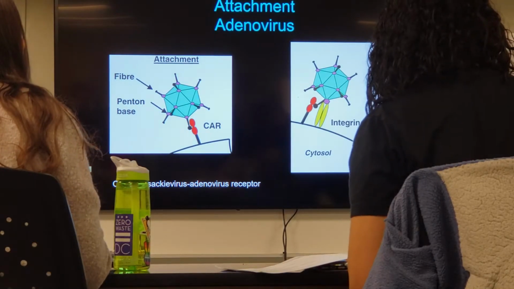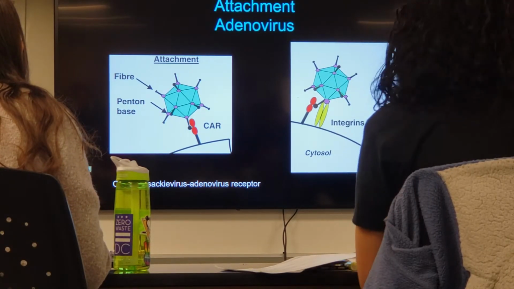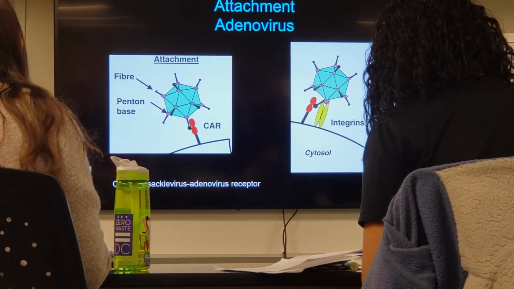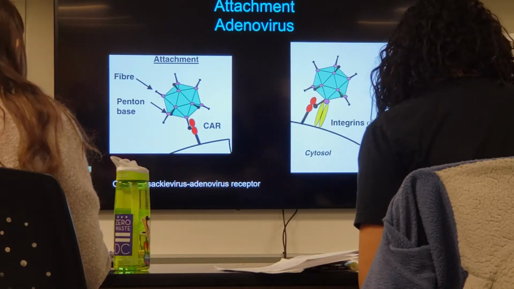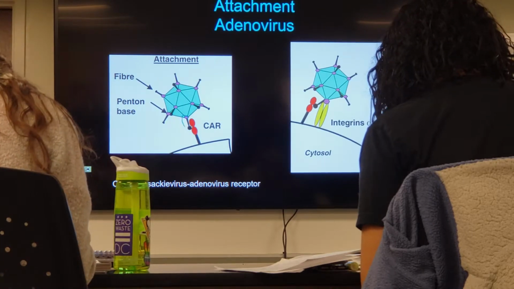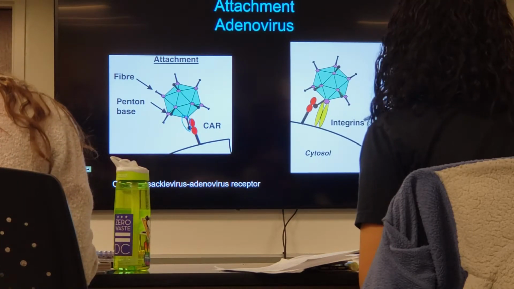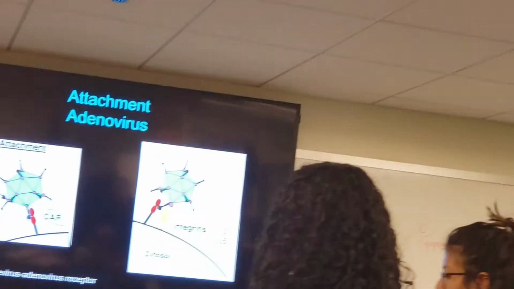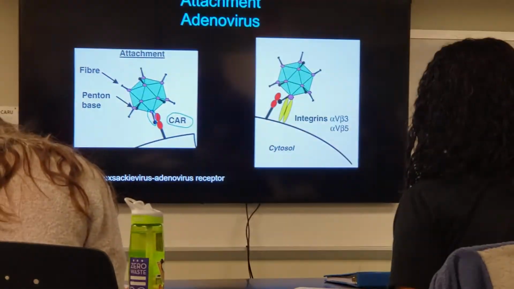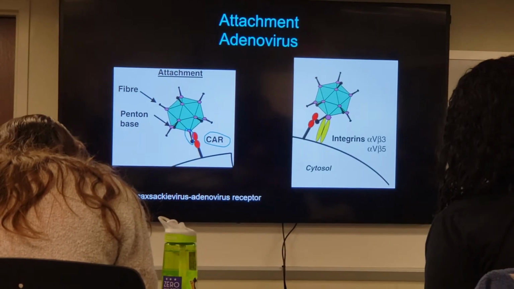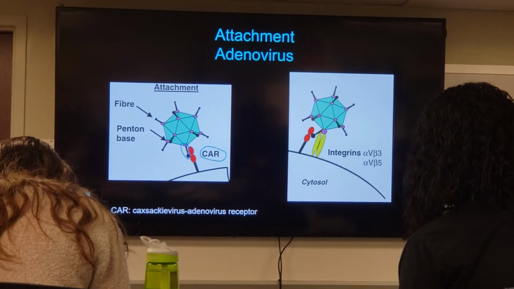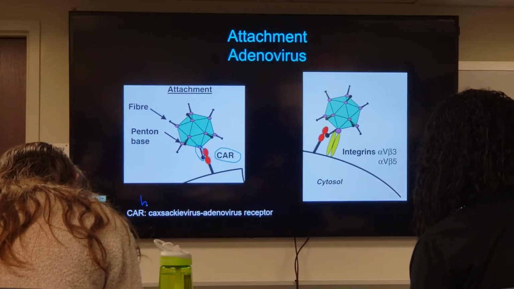Adenovirus is another interesting one. I'll zoom through that one. It also uses a two-pronged approach. So it has glycoproteins on the surface of the virus. So that would look like this. Is your glycoprotein. The CAR is the Coxsackie-virus adenovirus receptor. So that is the receptor on the host cell. So the CAR is on the host.